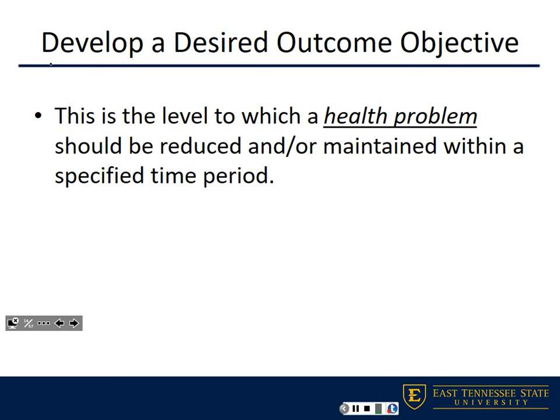The problem statement will conclude with developing our desired outcome objective. So the outcome objective is the level to which a health problem should be reduced and or maintained within a specified time period. So if our health problem is, again, breast cancer mortality, then our outcome objective would be something like to decrease breast cancer mortality among women 40 to 75 years of age in the state of Tennessee from the current baseline level to the future desired level.